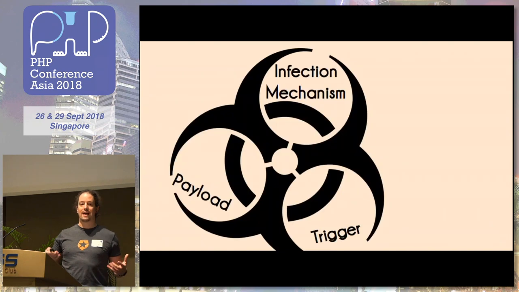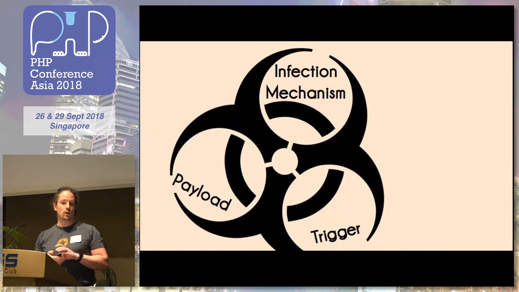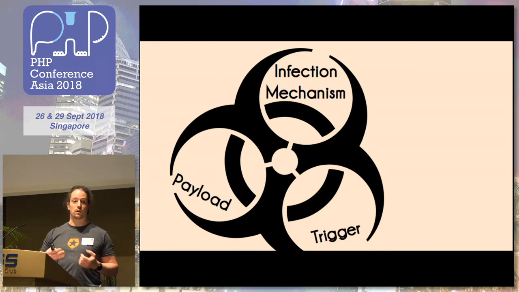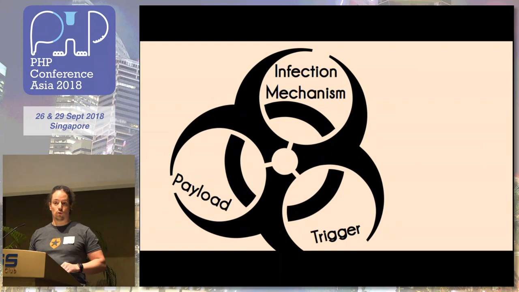A virus essentially has three main components. You have the infection mechanism: how does the virus get into a system. You have a payload, which is the actual virus that you want to infect a system with. And then you have a trigger, which is the mechanism by which the virus actually gets actioned in order to take over a system or get information out of a database or whatever it is that you're trying to do.